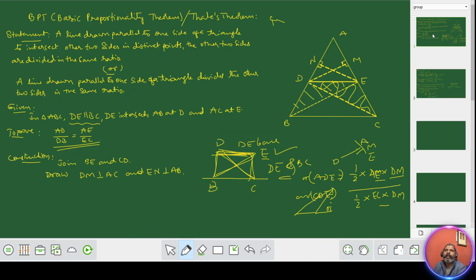Okay, this is called Thales theorem or basic proportionality theorem, which is called BPT. It has many applications. We'll see that in the coming classes. But this is a very important theorem. Practice well. Okay, thank you.